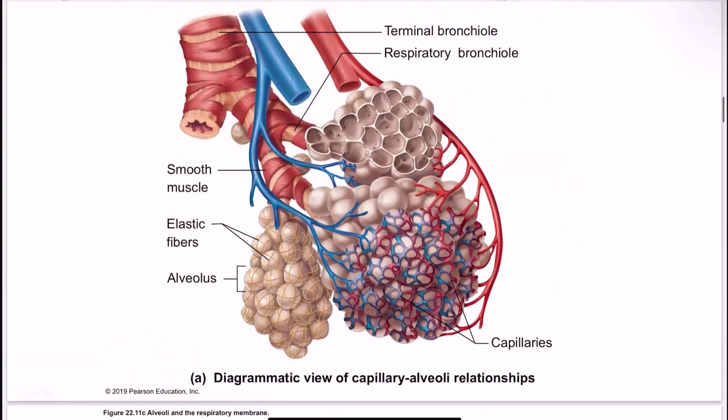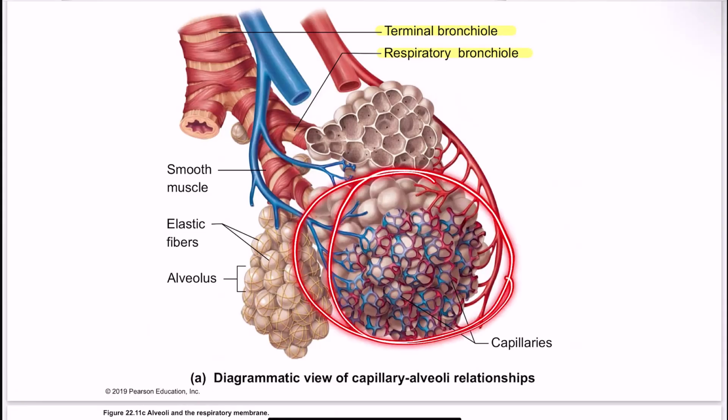So we have much of a similar picture here. Here we have that terminal bronchiole and the respiratory one. And then we have the alveolar sac, and notice that there's tons of blood flow there, tons and tons of capillaries, because that's where gas exchange occurs. The walls of the alveoli are so thin, so oxygen and carbon dioxide can pass just by simple diffusion. Let me show you what I mean.